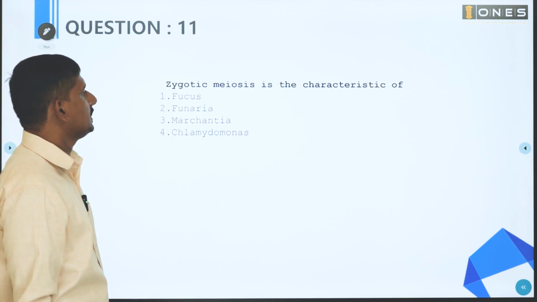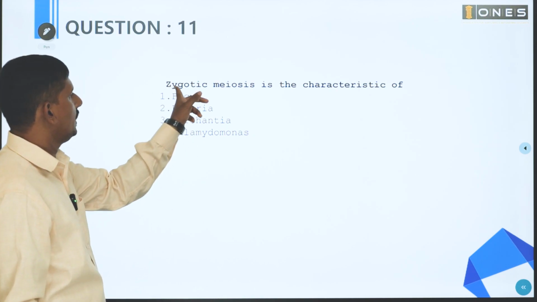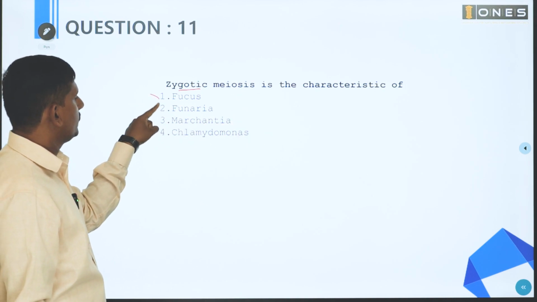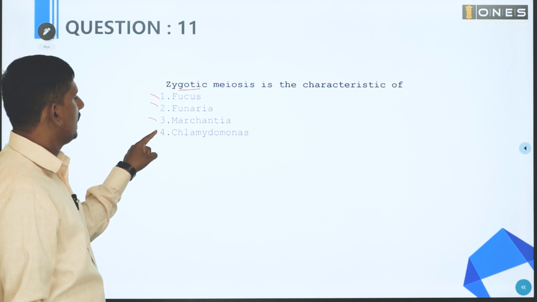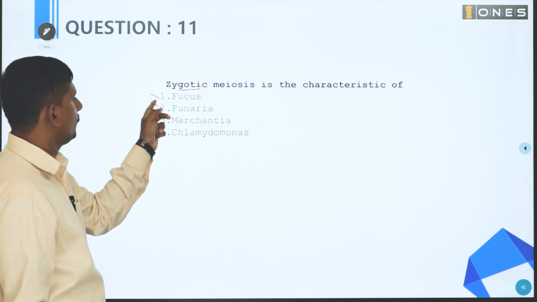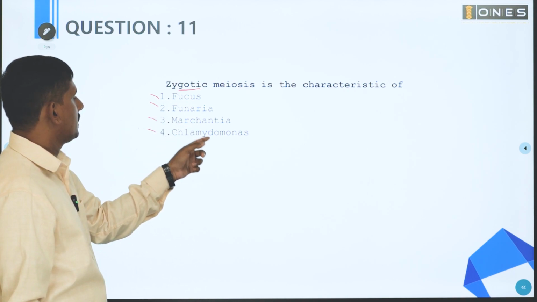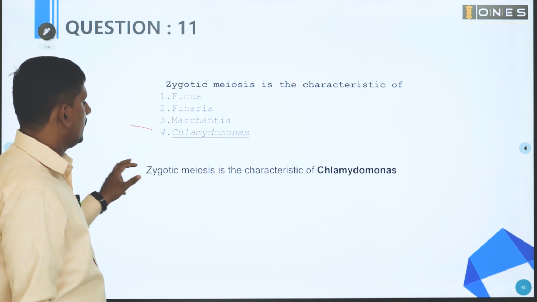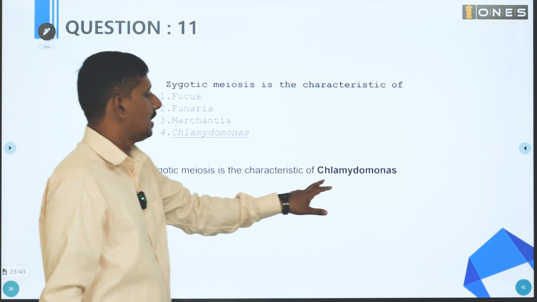Now, zygotic meiosis is the characteristic of. Options are Fucus, Funaria, Marchantia, Chlamydomonas. So the four options are: zygotic meiosis is the characteristic of Fucus, Funaria, Marchantia and Chlamydomonas. So the right answer is Chlamydomonas. Zygotic meiosis is the characteristic of Chlamydomonas.